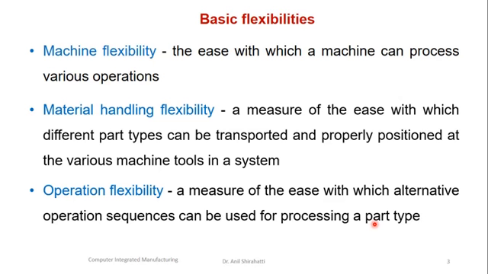So what it means is a machine should be able to perform various operations irrespective of the sequence. So operations can be done in any sequence. Also, the material handling equipment which you are using with the machine should be flexible enough. For example, if you are using a robot, it should easily handle a square raw material. Also, it should handle a circular raw material.